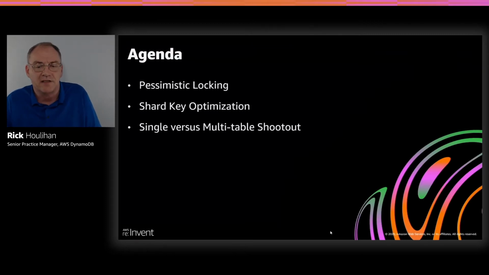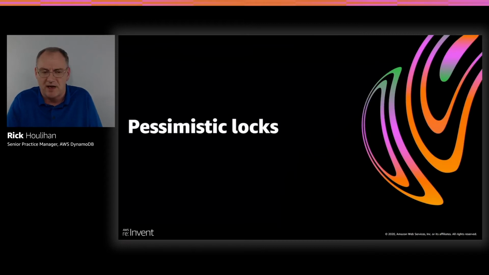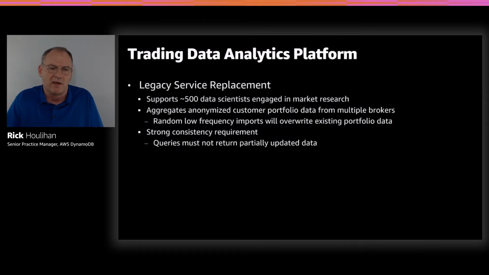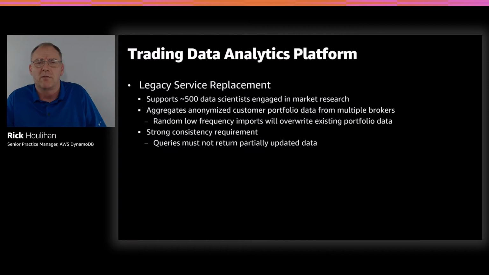All right, so let's get into the first topic of the day. This is pessimistic locking. Let's say a workload that I recently worked with a customer on, where the Transact Write API didn't cut it for them. They had 500 data scientists engaged in market research. They were aggregating anonymized customer portfolio data from multiple brokers, and they would see random low frequency imports from multiple sources throughout the day. They had a strong consistency requirement, obviously.